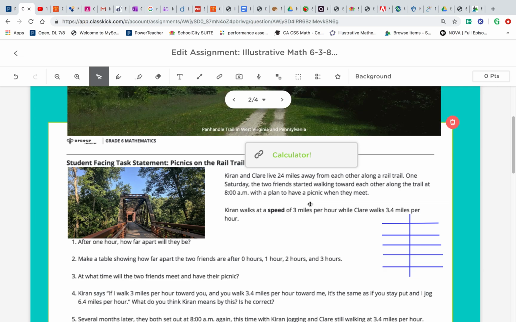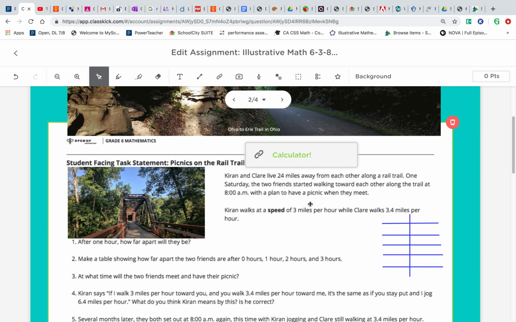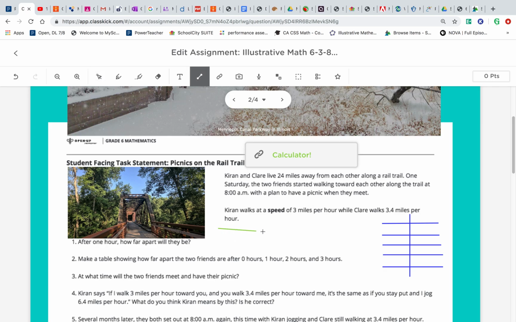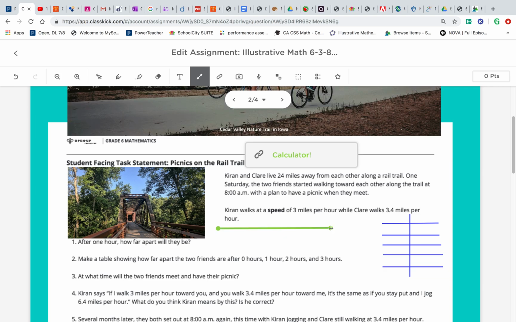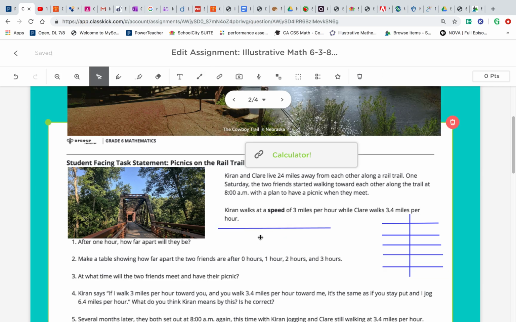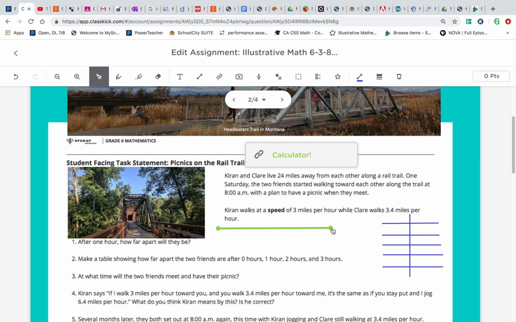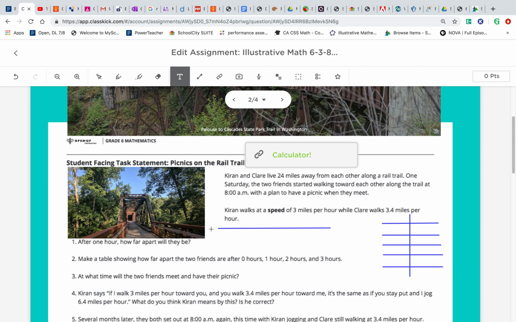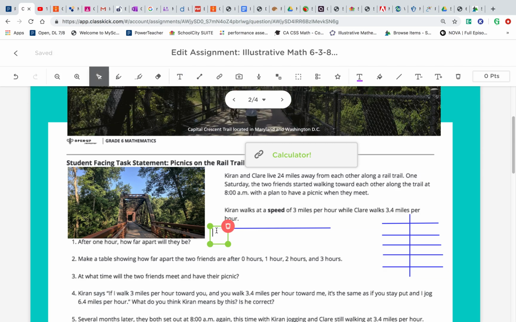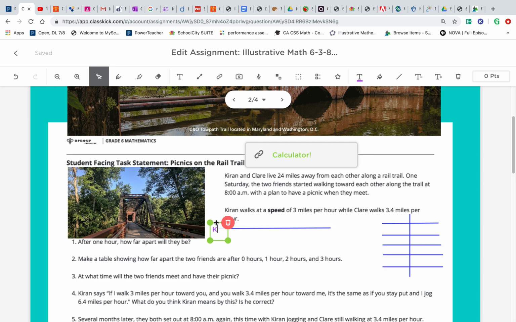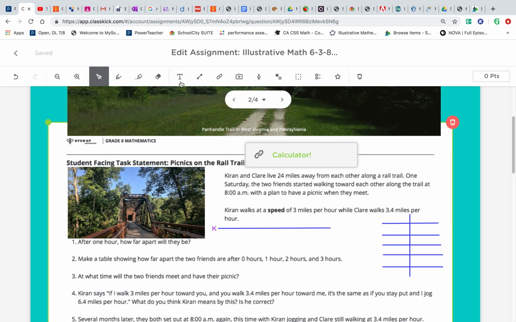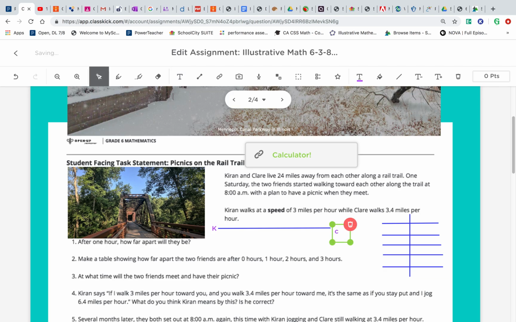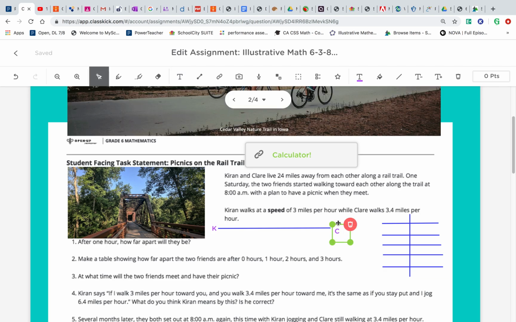So I think it might help for me, and maybe for some of you, to draw a little line like this here and just imagine the two people being on either ends of the line. One person's down here, one person's down here. We can maybe label it with a K for Kieran and a C for Claire. And so they're on opposite ends, but they're going to be moving towards each other.